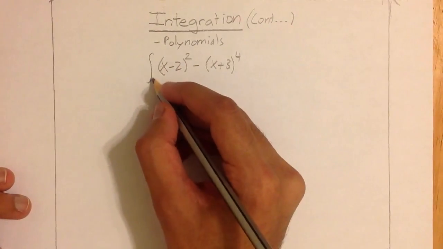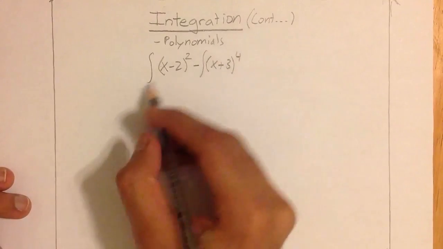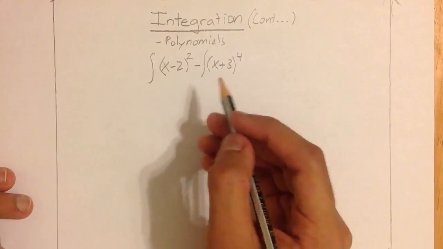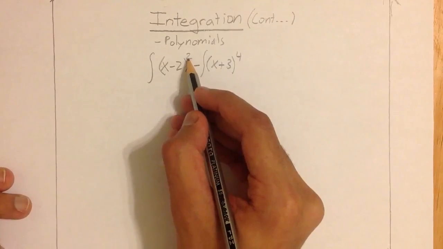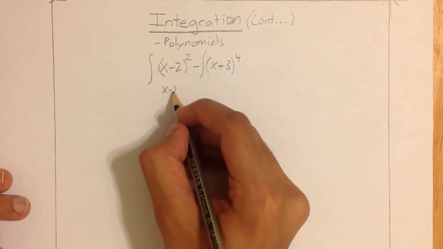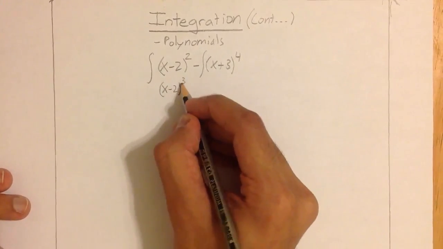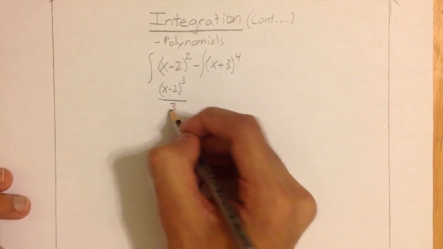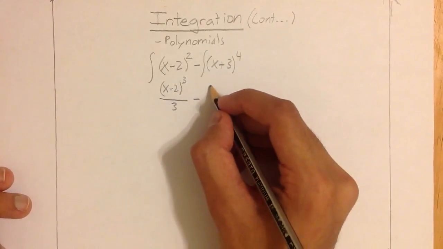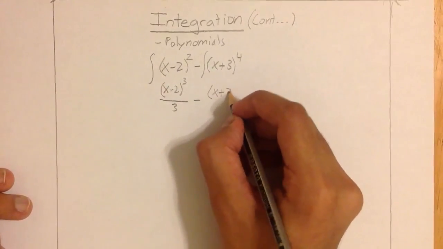So first we distribute the integral to both terms. Then we raise the power of this term to 3 and divide by the new power, 3. And we do the same for this term.